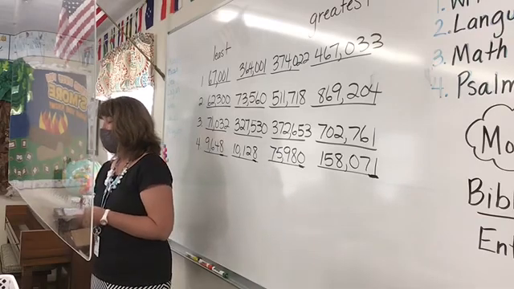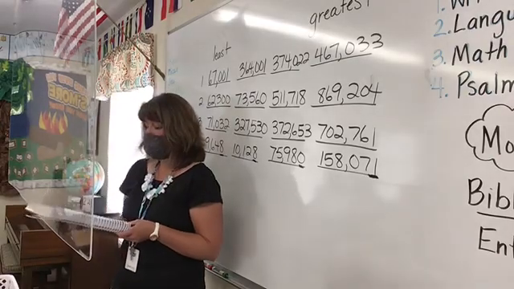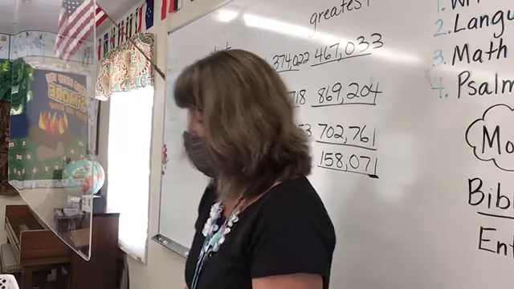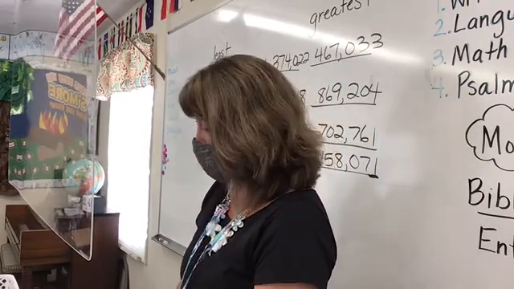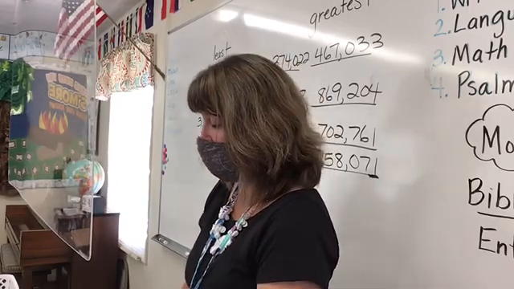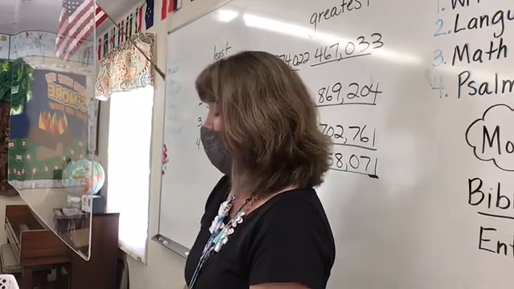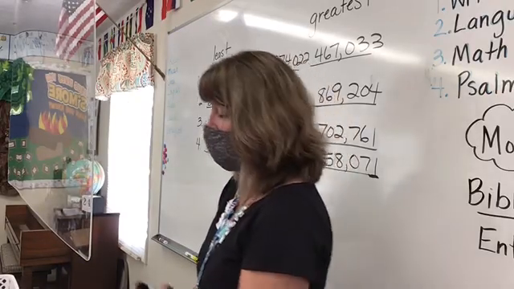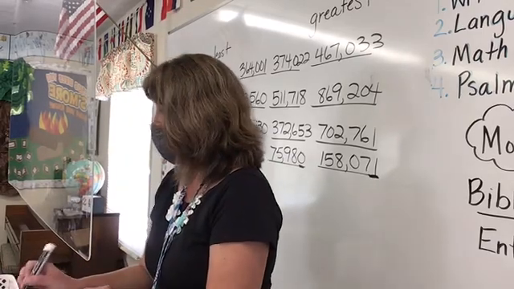243,498. Even. 57,146. Even. 16,805. Odd. So we're not going to circle that. 683. Odd. 389,317. Odd. And then 1 million. Even. Good.